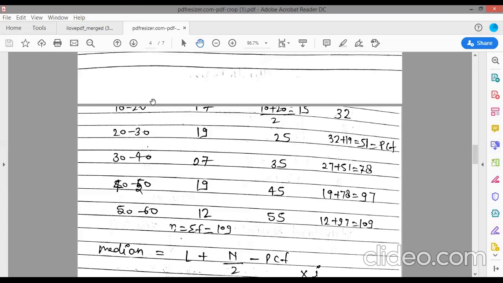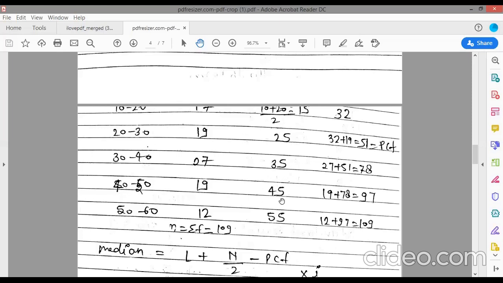0 to 10 means 0 plus 10 divided by 2. That means first will be your 5. 10 to 20 means 10 plus 20 upon 2 is equal to 15. That means 15 is your second variable. 20 to 30 means 25. 30 to 40 means 30 plus 40 divided by 2, that means 35.